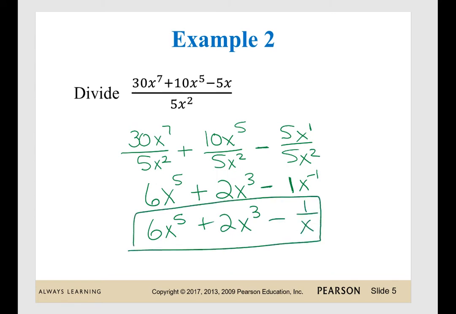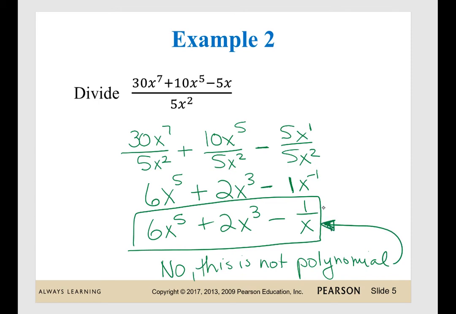Is this a polynomial? No, this is not a polynomial. And why is it not a polynomial? There's one very specific reason, and that is this right here. Can you have an x in the denominator for a polynomial? No, it is not a polynomial in that case. It's still our answer. It just happens to not be a polynomial by definition.